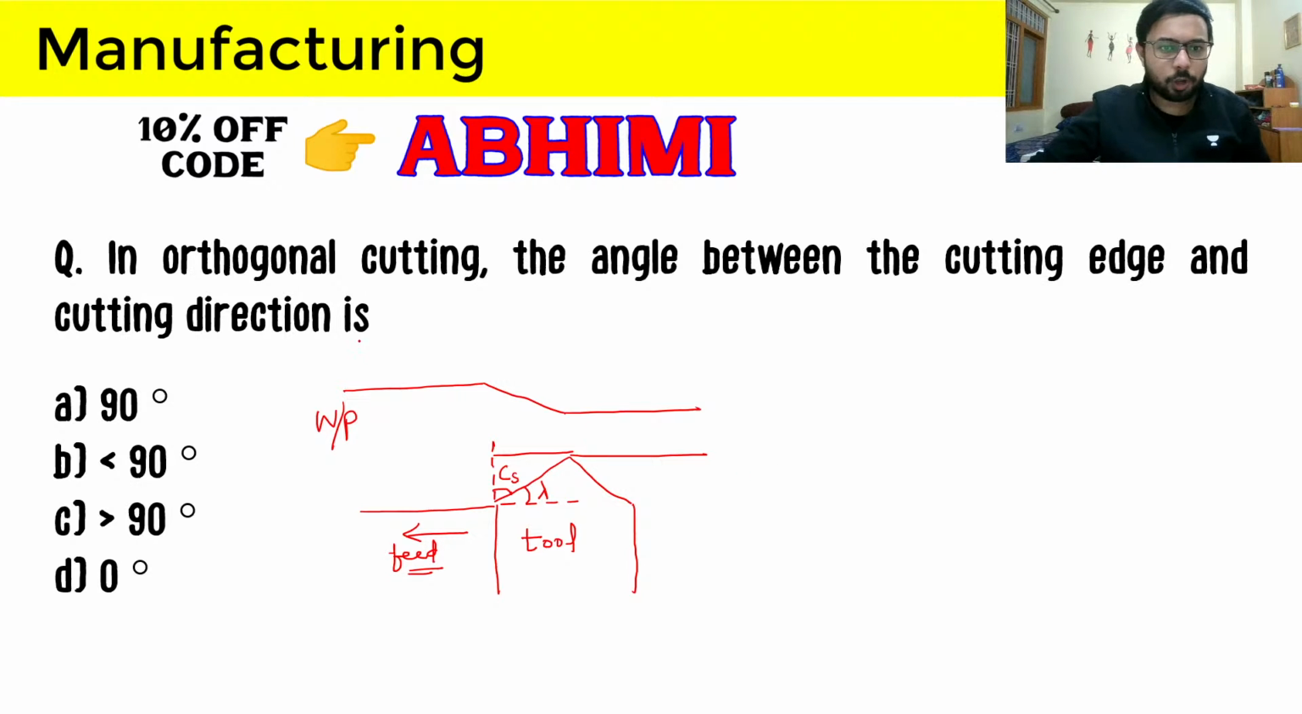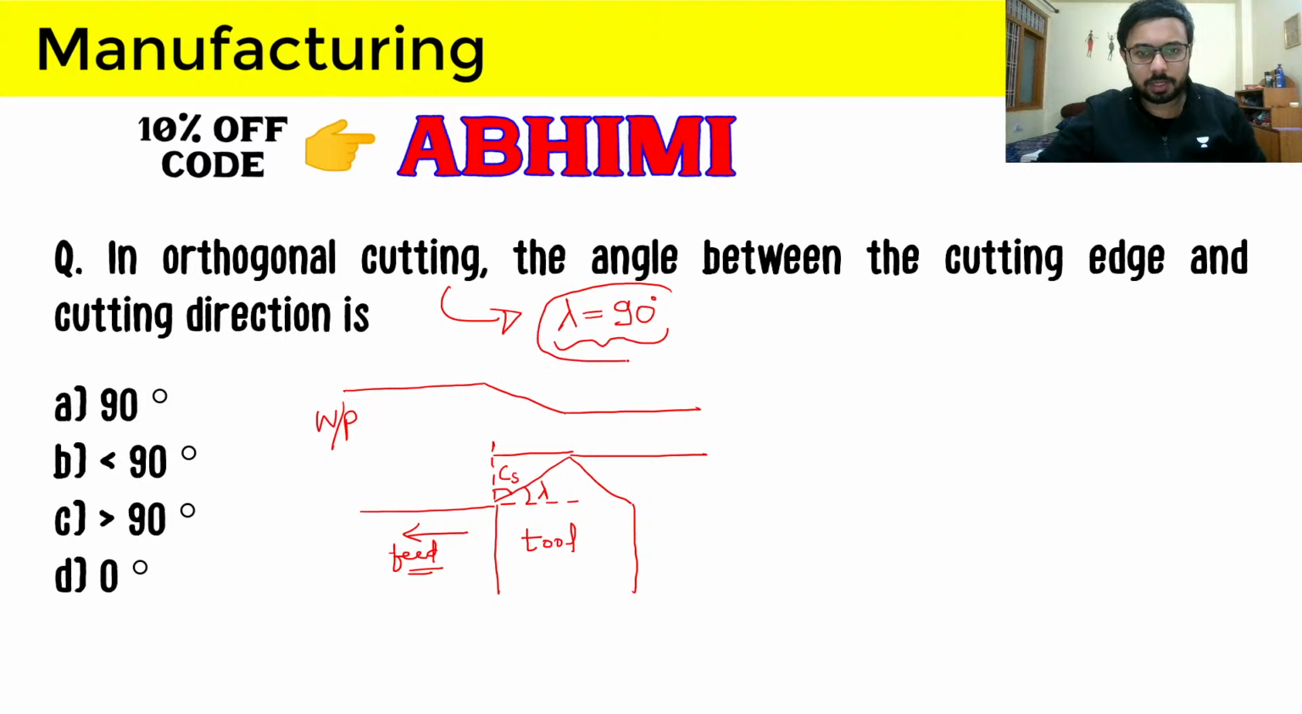For orthogonal cutting or turning, we know that lambda is equal to 90 degrees. This is one thing we can just understand or remember. For orthogonal turning, lambda, that is the approach angle or principal cutting angle, is 90 degrees. So if we draw lambda here as 90 degrees, then what we will get? We will get the figure like this.